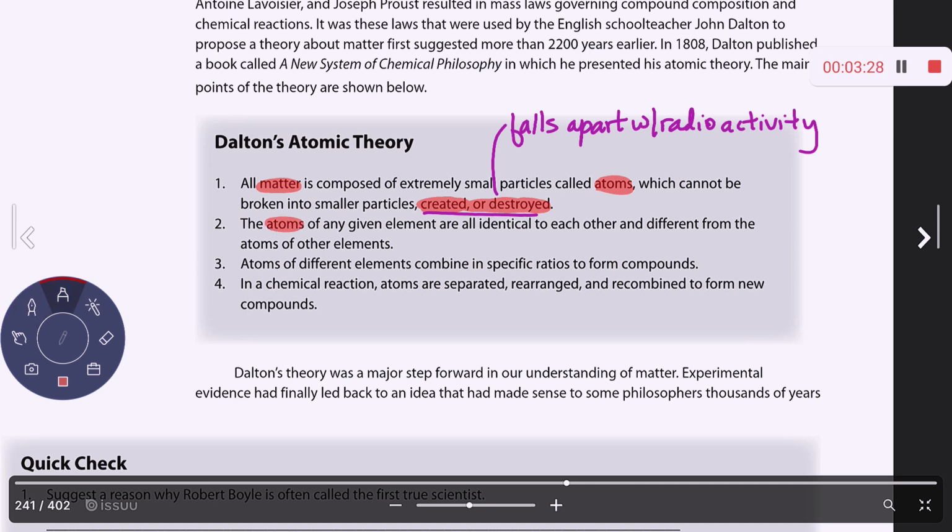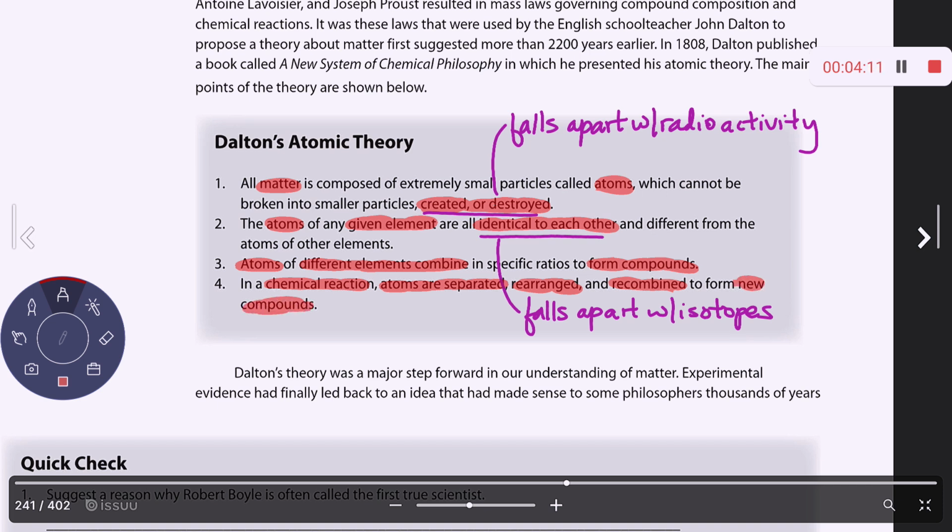John Dalton also said that atoms of a certain element are identical to each other and different from other elements. Well, not all atoms of the same element are identical. This will fall apart when you talk about isotopes, which you should have talked about in biology briefly. Isotopes are atoms of the same element with different numbers of neutrons. And then John Dalton also said that atoms of different elements will combine in certain ratios to form compounds. And then during chemical reactions, the atoms will separate and rearrange, and then they'll recombine to form new compounds.